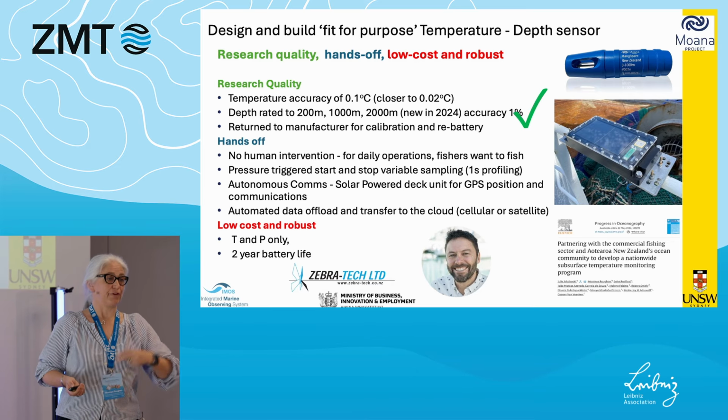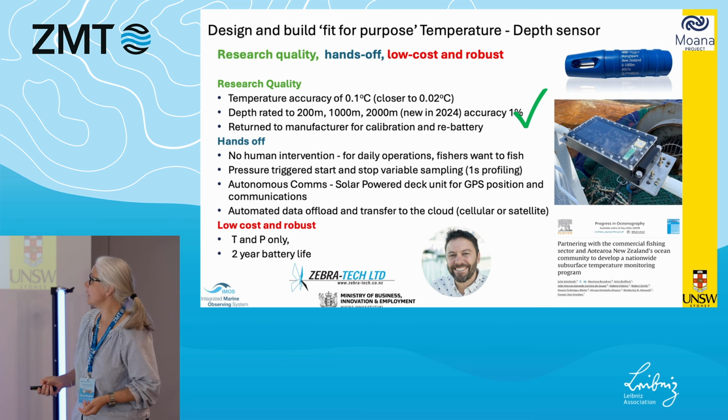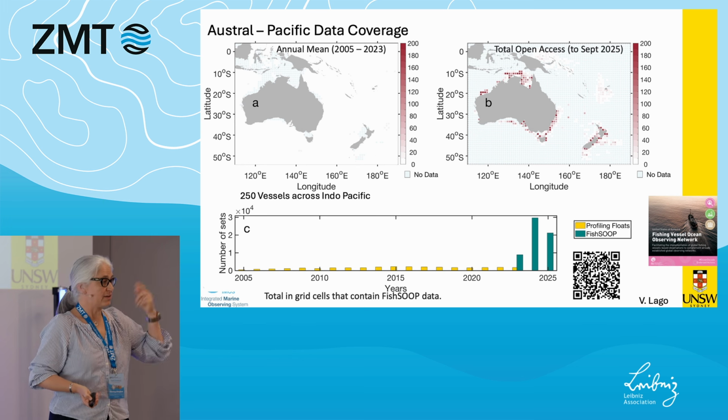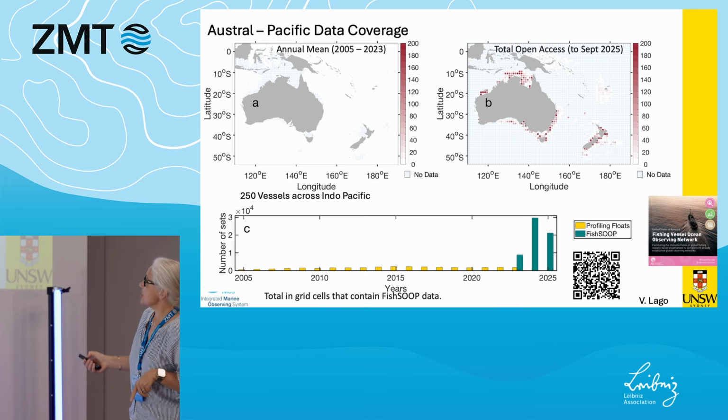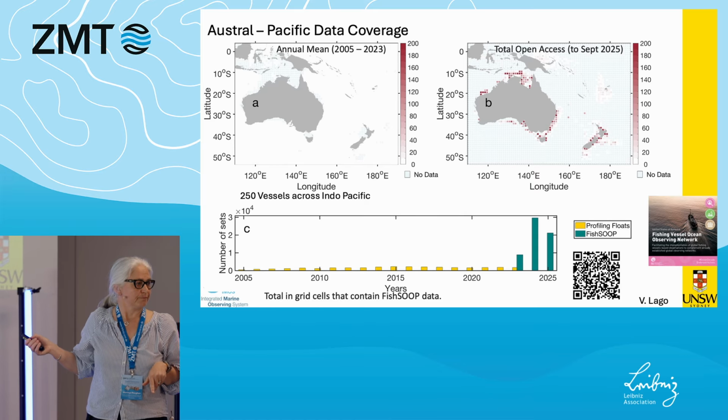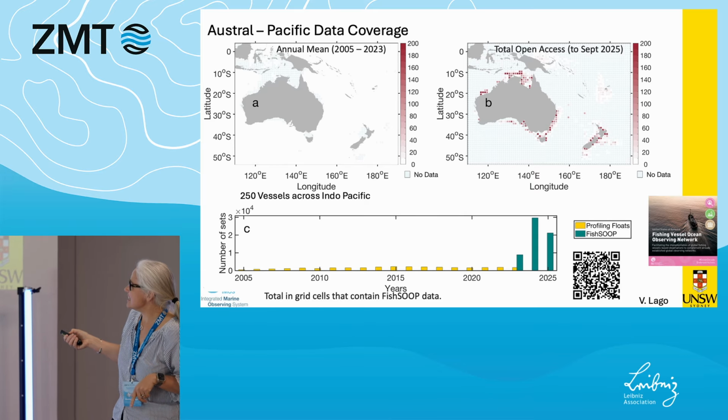I get the emails on my phone every time a fisher goes fishing. So we have this little deck unit, which is the secret recipe there, and that transmits all the data. So this is the annual mean number of Argo floats around Australia. You see that? It's down at 10.